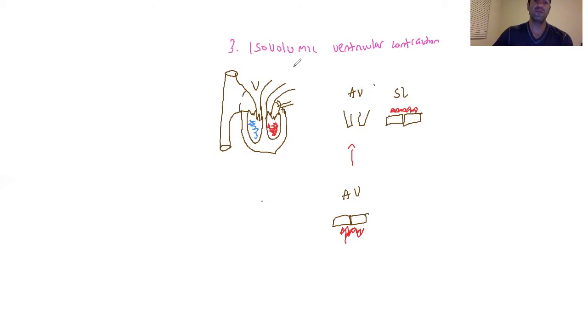So let's go through what's happening here. The atria, their job is done. They are relaxed. The ventricles, they are in a state of contracting.